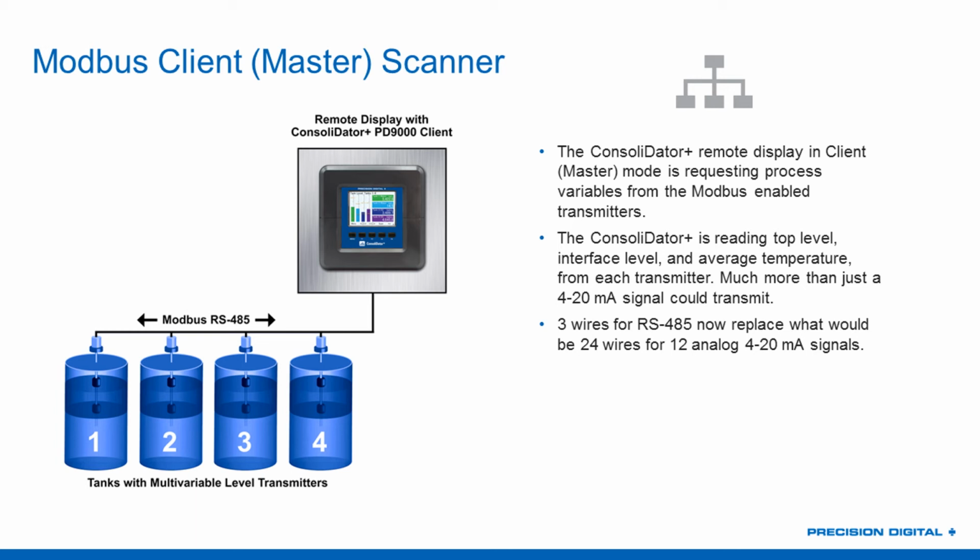So because I ran 3 wires to these 4 transmitters, I can now get 12 variables out of those. And they have all the benefits of serial communication. They are always 100% accurate. I don't really have to worry about noise on the line. It's very easy and low cost to run those wires. And thanks to the Consolidator Plus's method of being set up, which we'll see in a second, it's pretty easy to do that.